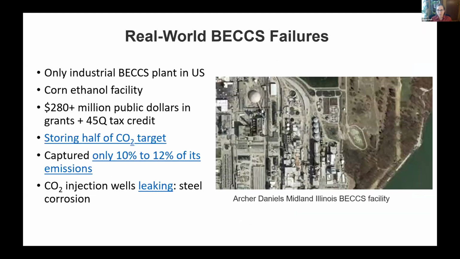So I just want to give an example of BECCS in the real world. There's only one industrial BECCS plant in the US, this Archer Daniels Midland plant. It has received hundreds of millions of dollars in public money, subsidies. It's storing half of its CO2 target. It's captured a small fraction of its emissions, and it's just been found that its CO2 injection wells are leaking because of a steel corrosion problem, threatening the atmosphere and groundwater. So this is a major problem for the CCS projects and BECCS projects going forward.